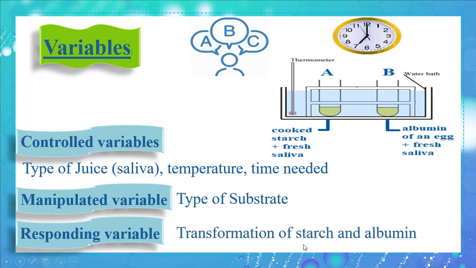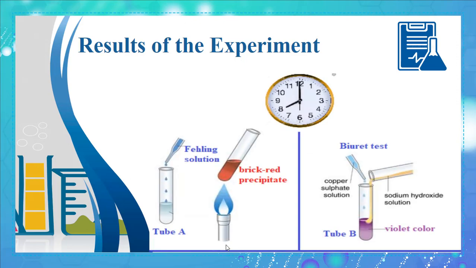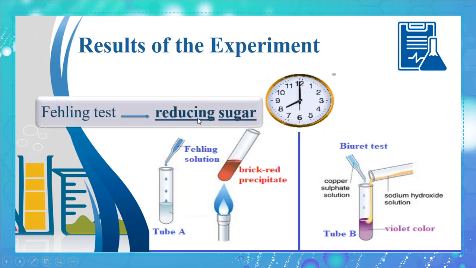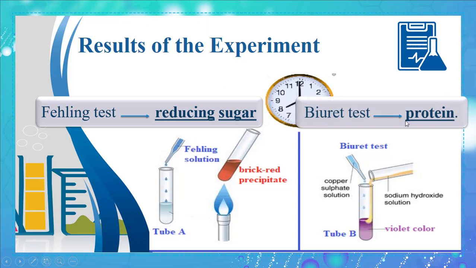After 1 hour, the Fehling test gives a brick red precipitate in tube A, indicating that the starch in tube A has transformed into a reducing sugar. However, Biuret test in tube B gives a violet color. Remember, a violet color with Biuret test indicates the presence of proteins. But tube B previously contained protein. Remember, it contained albumin. So we can deduce that the albumin in tube B is still present.